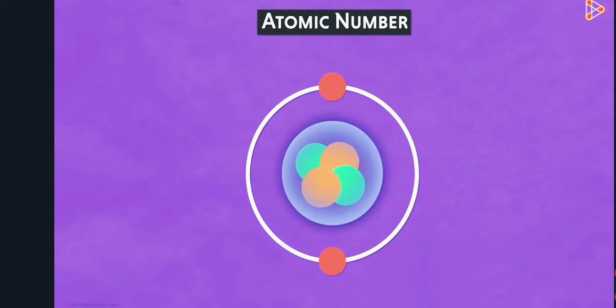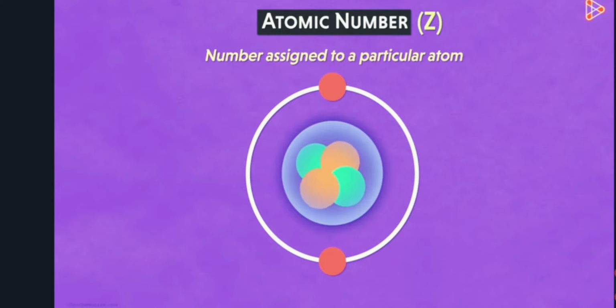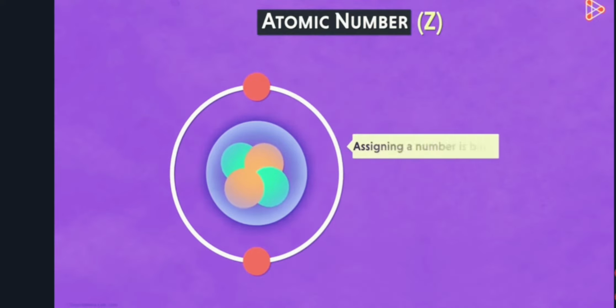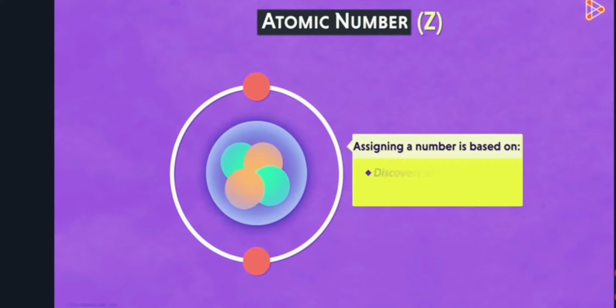Atomic number is represented by the letter Z, and it is the specific number assigned to different elements present in the periodic table. So how is this number assigned to all the elements and their atoms? This assigning of number is not based on the discovery of the element and not on the quantity present in nature, but it is assigned on the basis of the number of protons present inside the nucleus of an atom.